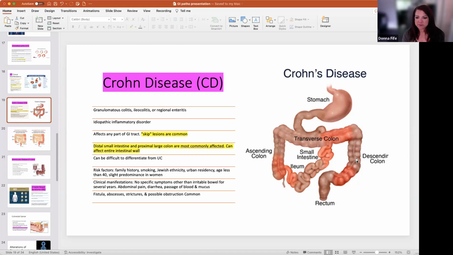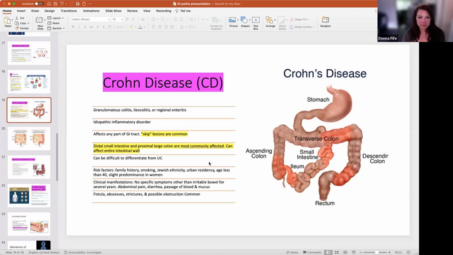So it skips this part where it's not affected, and it affects this part, skips this part where it's not affected. So those are skip lesions, and you're going to see those more with Crohn's disease rather than with ulcerative colitis. Now, the distal small intestine and the proximal large colon are most commonly affected, but it can affect the entire intestinal wall. So sometimes this can be difficult to differentiate from ulcerative colitis.